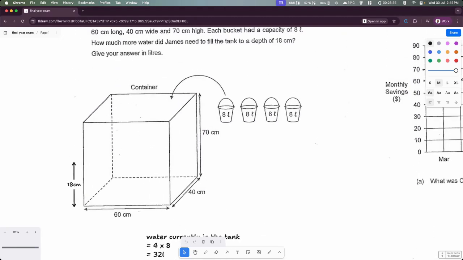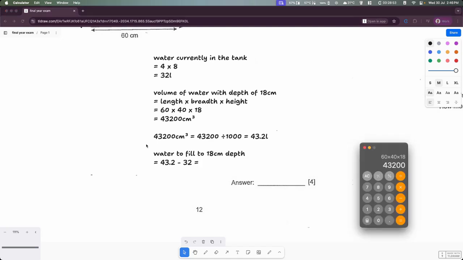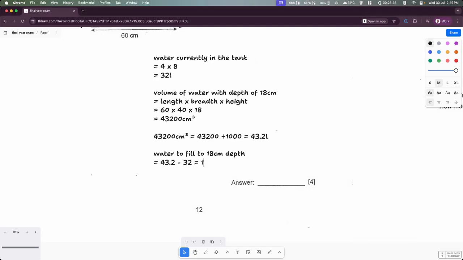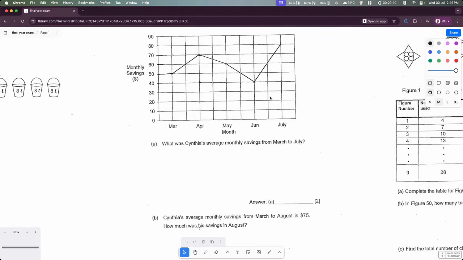So how much more water? The water to fill to 18 centimeter depth is equal to the difference, right? So 43.2 minus 32. Let's use the calculator for 43.2 minus 32. This will give us 11.2 liters. Therefore, the answer to this question is 11.2 liters. All right, pretty straightforward. Let's move on to the next question.